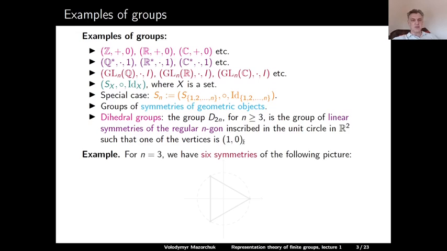So here is an example. If n is equal to 3, we have 6 symmetries of the regular triangle inscribed in the unit circle in R2. So these symmetries, we can rotate the triangle in 3 possible ways. And then we have the reflection symmetries through the axes which go through each vertex of the triangle and through the middle of the opposite side.